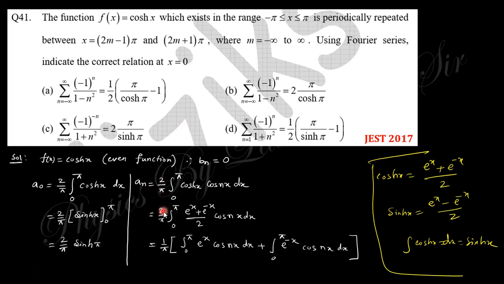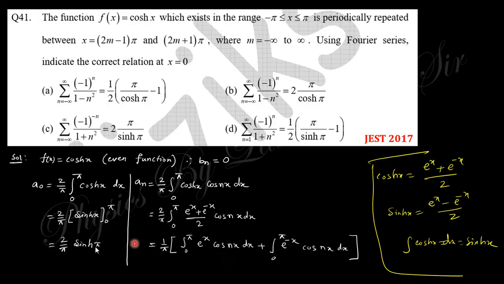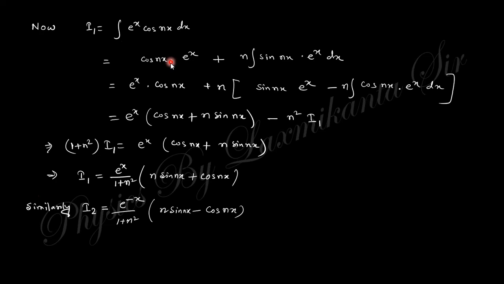So for an, you put this value of cos hyperbolic x, separate out these two terms, and find out this integration one by one. Take I1 equals integration of e to the power x cos nx. If you integrate by parts, taking the integration of the exponential and the derivative of the cosine function, and then again the derivative of the sine function and the integration of the exponential, and then rearranging, this will be it. I think you already did this type of integration in class 12, right? So I1 will be like that.